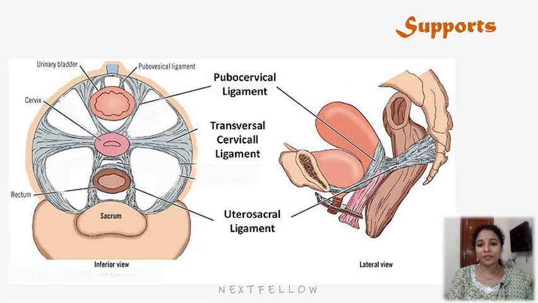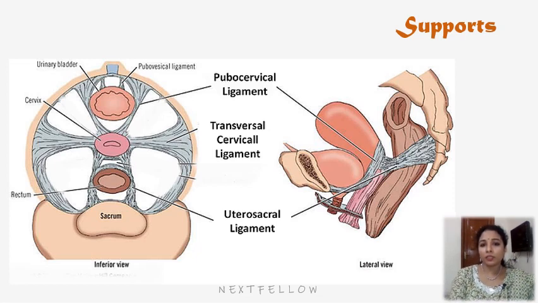Moving on to the most important part, the supports of the uterus. We have muscular supports, which are dynamic supports that provide excellent support to the uterus. The foremost important thing is the pelvic diaphragm, made up of levator ani and coccygeus. Not only the pelvic diaphragm, the urogenital diaphragm also supports the uterus. The urogenital diaphragm is made up of urethral sphincters and deep transverse perineal muscles. And most importantly, the perineal body also.